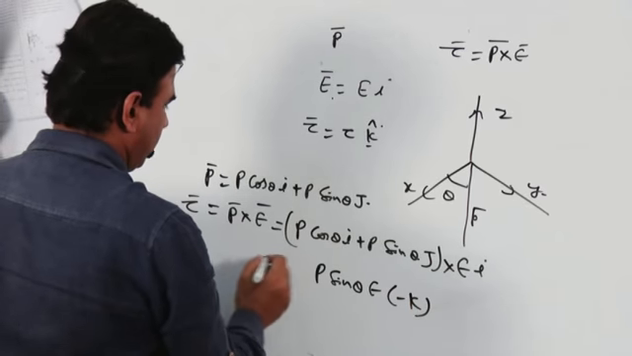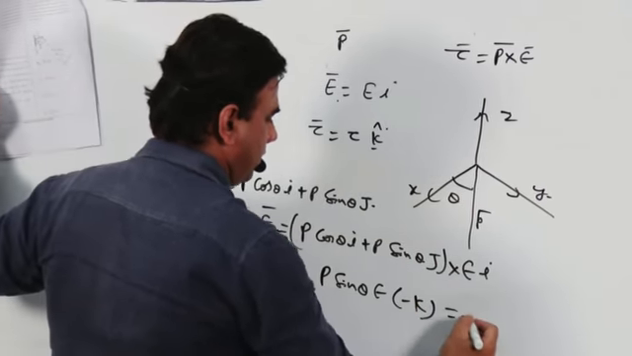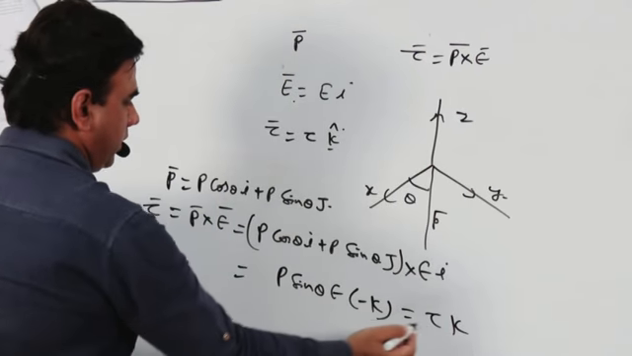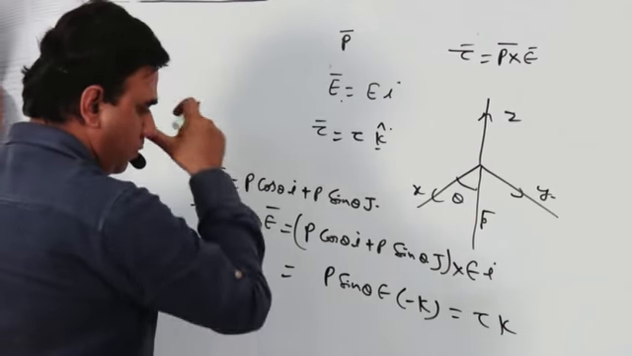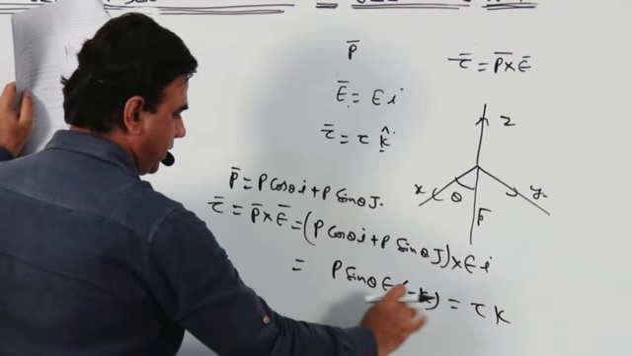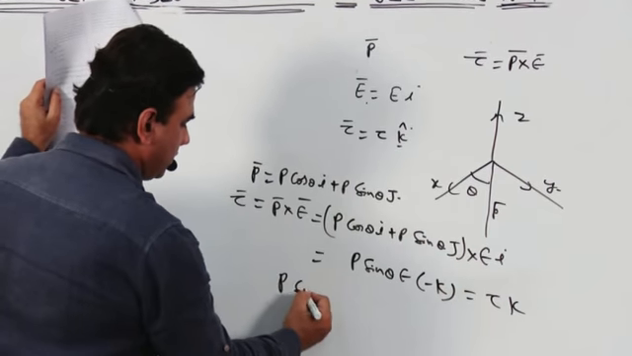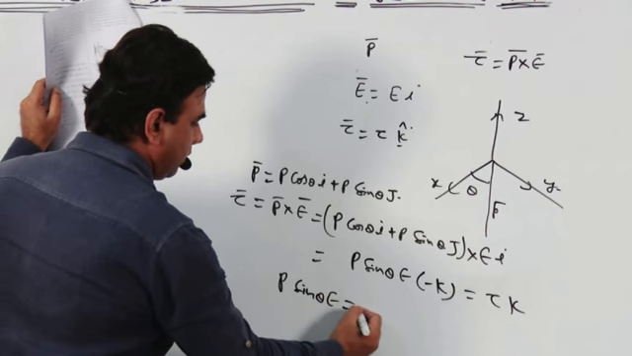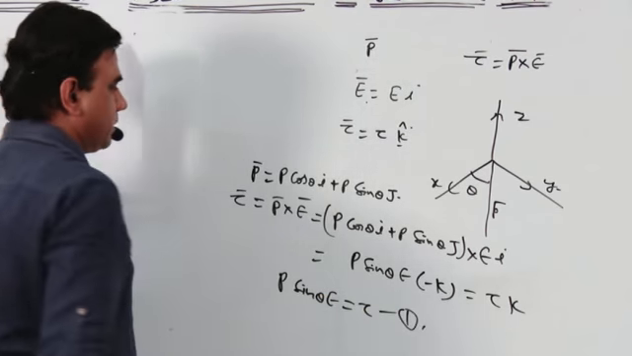And tau is given here as tau k. So if we compare the left and right sides of the two equations, we get P sin theta E equal to tau. So this is the first equation.